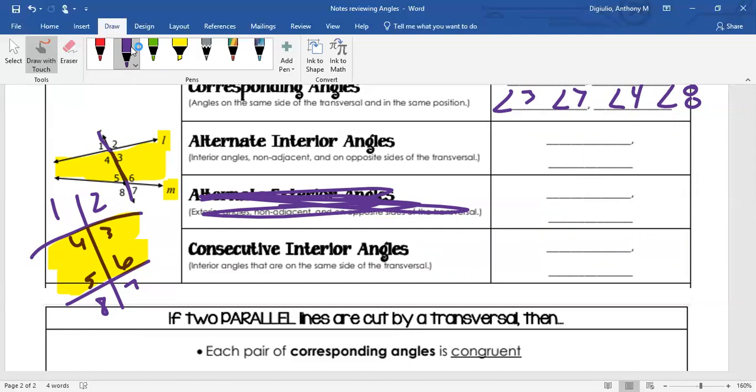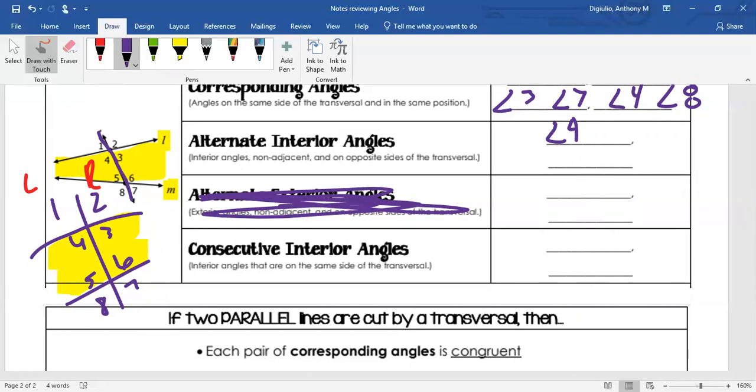When we look at alternate interior angles, we want two angles that are on the inside, but that go with a different side of the transversal. Sometimes I like to think of it, and I'm going to put it in red, as the left side and the right side. So let's start with angle 4. The alternate interior to angle 4 needs to be on the right side, and it has to be in a different group of 4.